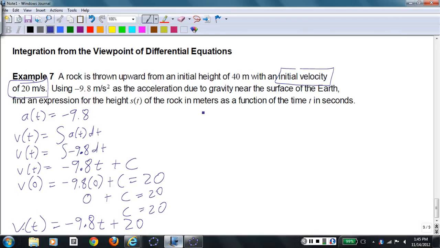Now, if we have the position function, we can take the derivative of that to get the velocity. The velocity is the rate at which the position is changing with respect to time. So the derivative of the position is equal to the velocity function. It should hopefully make sense that if we integrate the velocity function, we could get the position function. So S of t equals the integral of v of t dt. So S of t equals the integral of negative 9.8t plus 20 dt.